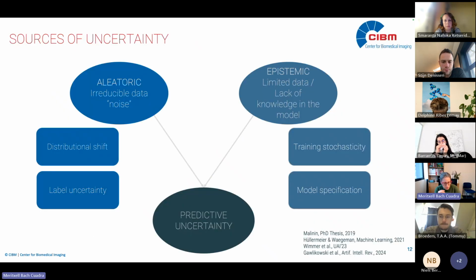In the theory of uncertainty quantification in medical imaging, we like to distribute uncertainty into different groups. One that comes more from the data noise, and the other that comes more from the lack of knowledge of the model. And what does it mean practically, what are we talking about with this uncertainty?